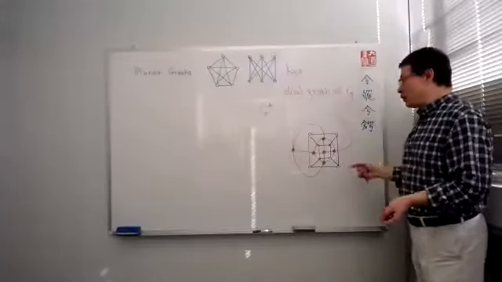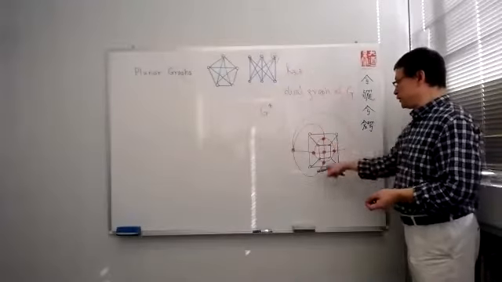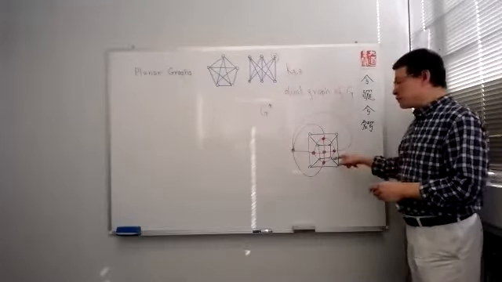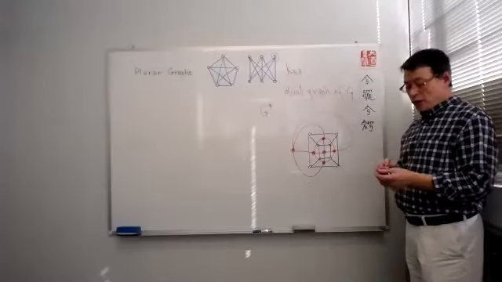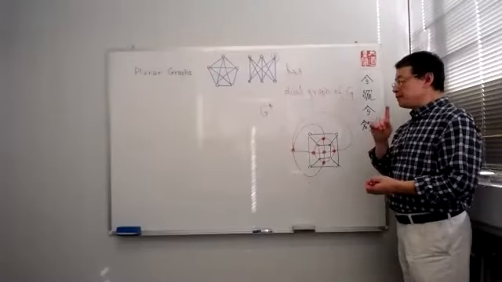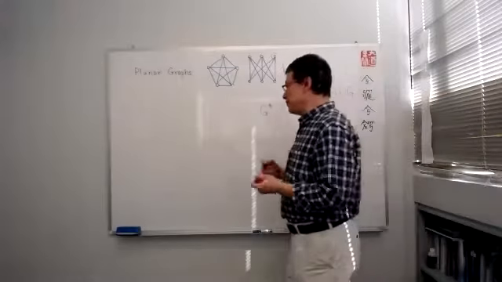Of course, it's also a planar graph, because the way we draw it, we see it's a planar graph. It actually gives us a planar embedding. So such a graph is called a dual graph. All right, so be careful with this one.